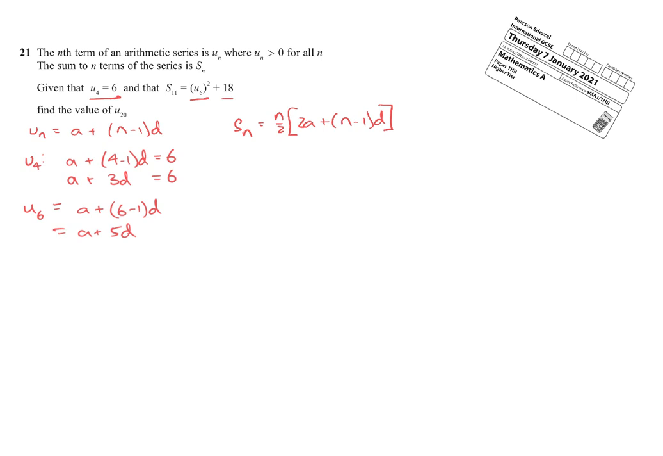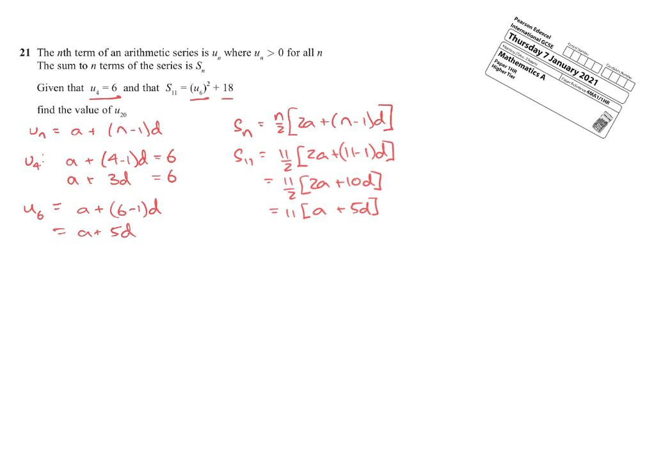So let's look at my sum to 11 terms. So sum to 11 terms, what is that? That's going to be 11 over 2 multiplied by 2a plus 11 minus 1 d. Tidy that up a little bit. I've got 11 over 2 times 2a plus 10d. And let's tidy that one more stage. Let's just get rid of the fraction here by multiplying both the terms inside the bracket by the fraction. So I've got 11 times a plus 5d, like that.